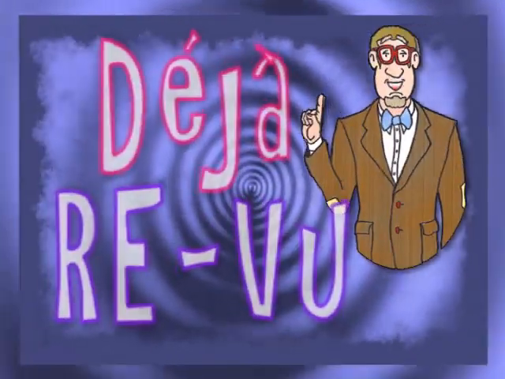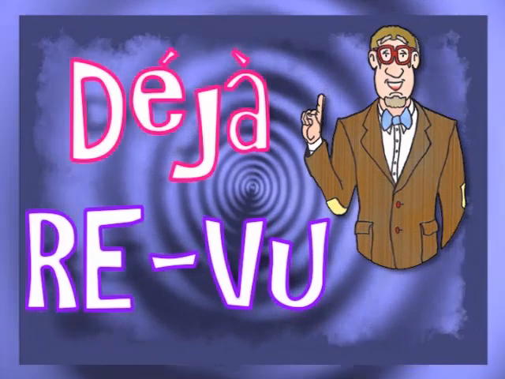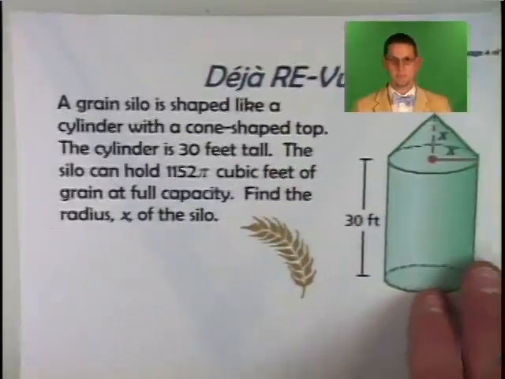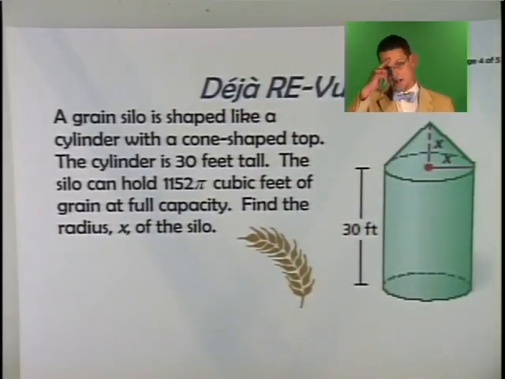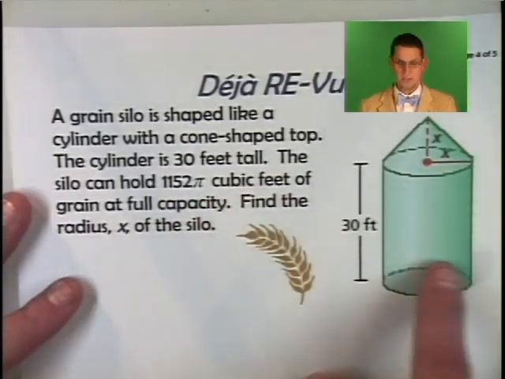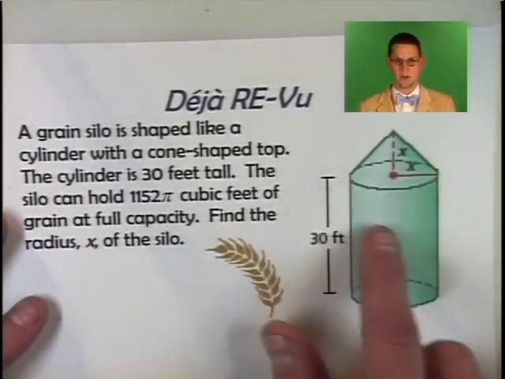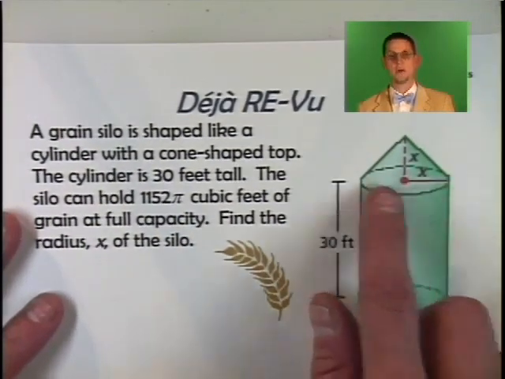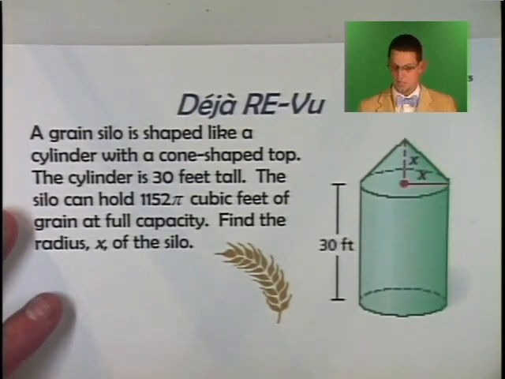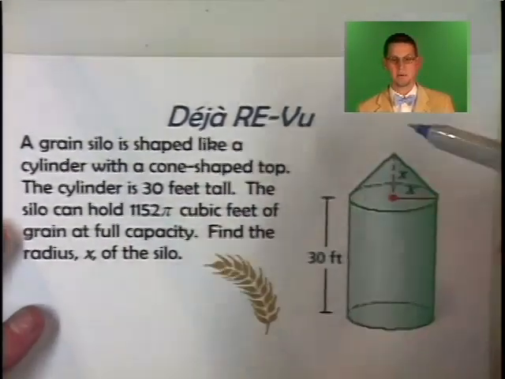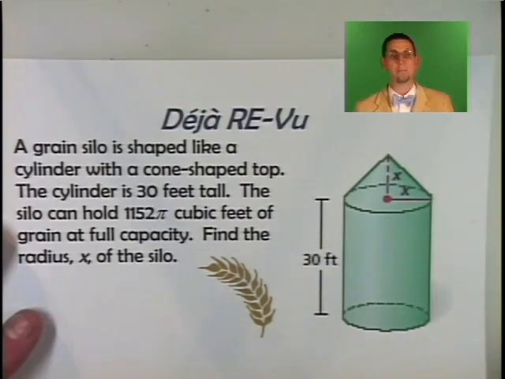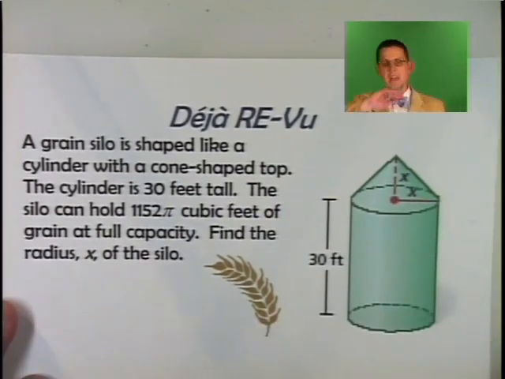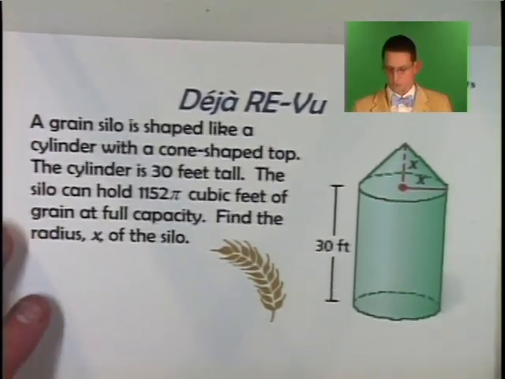Okay, now it's time for Deja Review. Here we go, a little application today. We've got a grain silo. It's a giant storage bin where grains are stored for future use. And in this case, it's shaped like a cylinder for the base down here with a right circular cone on top. Okay, sheds water very nicely, but I wouldn't want to land on there in a parachute. Kind of pointy. Okay, some of them have kind of like a hemispherical dome to it.